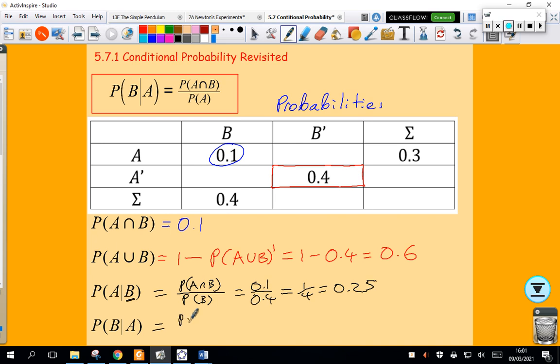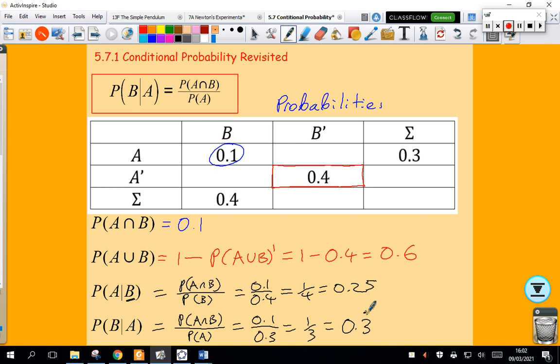What's the probability of B given A? Well, that's the probability of B intersection A, or A intersection B, divided by the probability of A. B intersection A, of course, is the same thing as A intersection B. The intersection operation is commutative. So, given that we're in row A, what's the probability of selecting something from column B? Given we're in row A, the bottom is going to be 0.3, and the top is 0.1. That's 1/3, or as a decimal, 0.3 recurring.